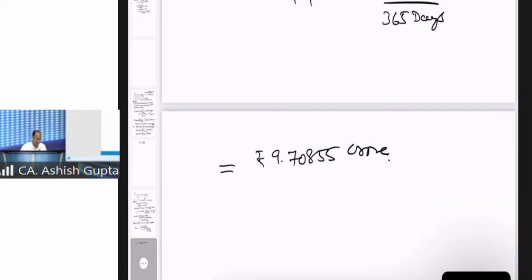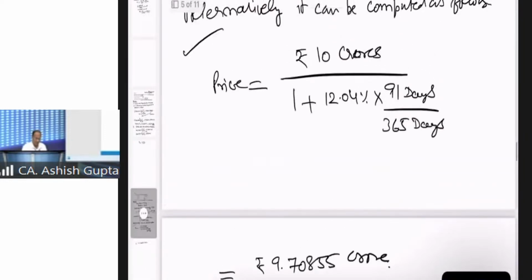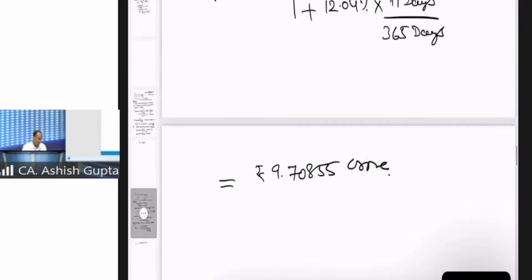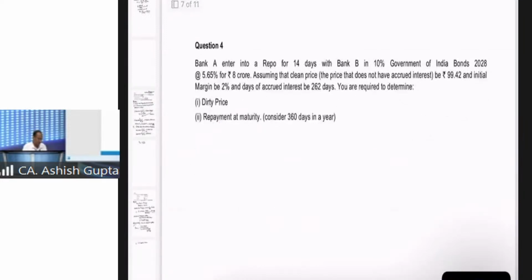Okay, student. Normally, this formula is more popular, and these are normally used. Now I come back to the last question of the assignment. Just read the question carefully.